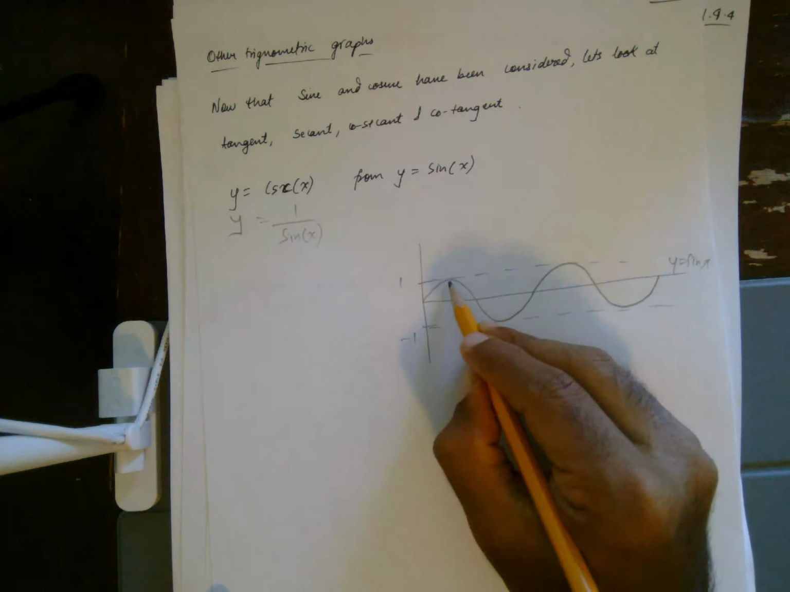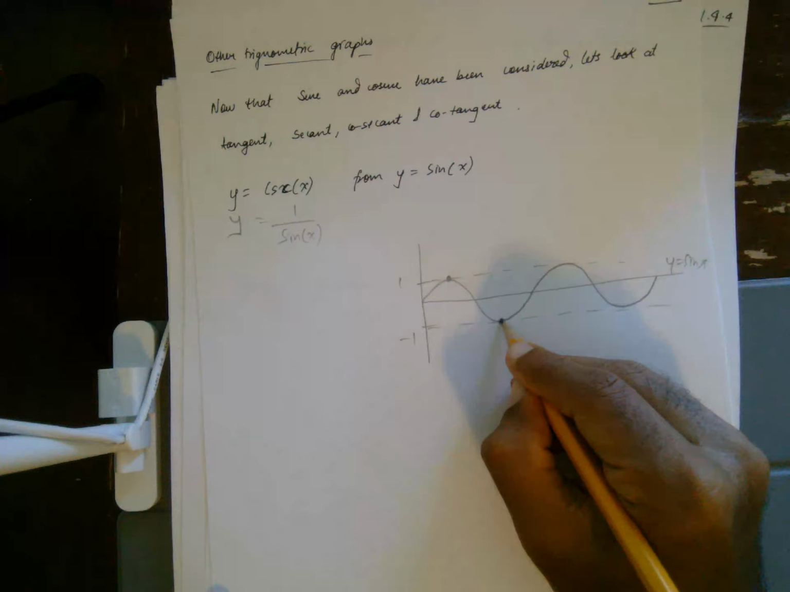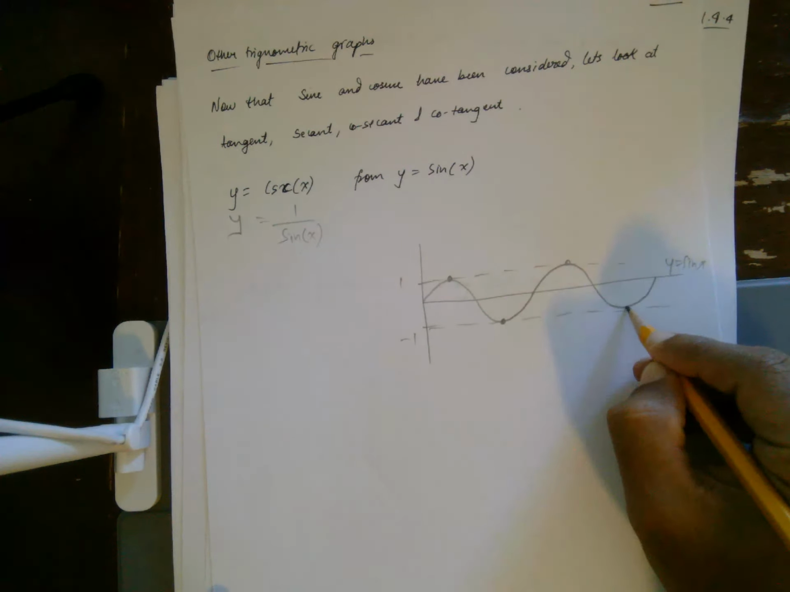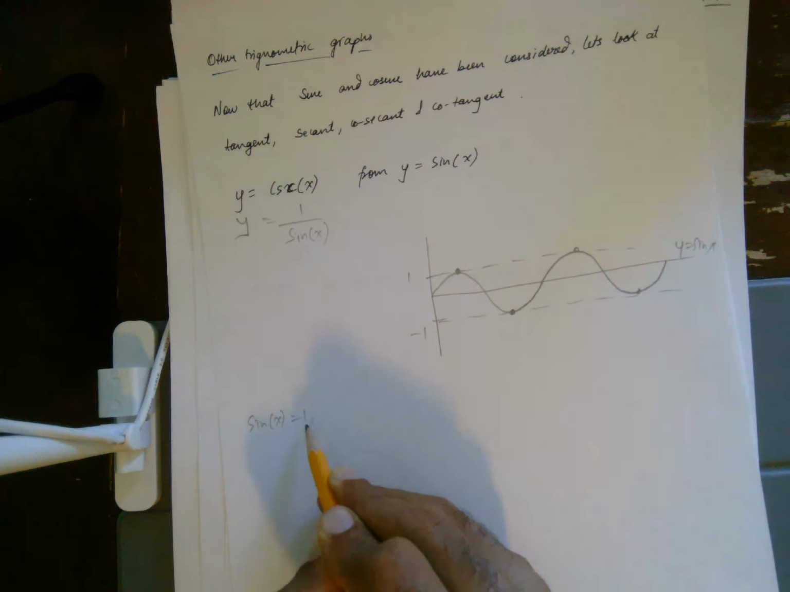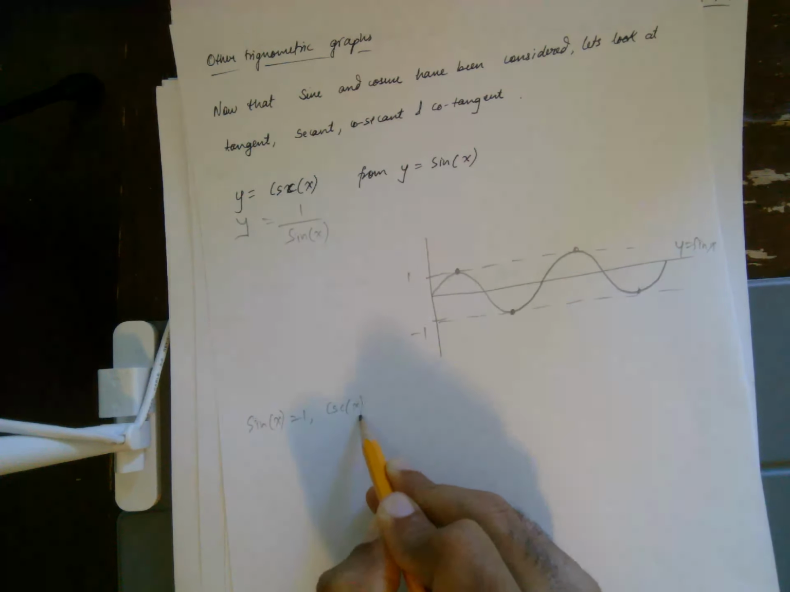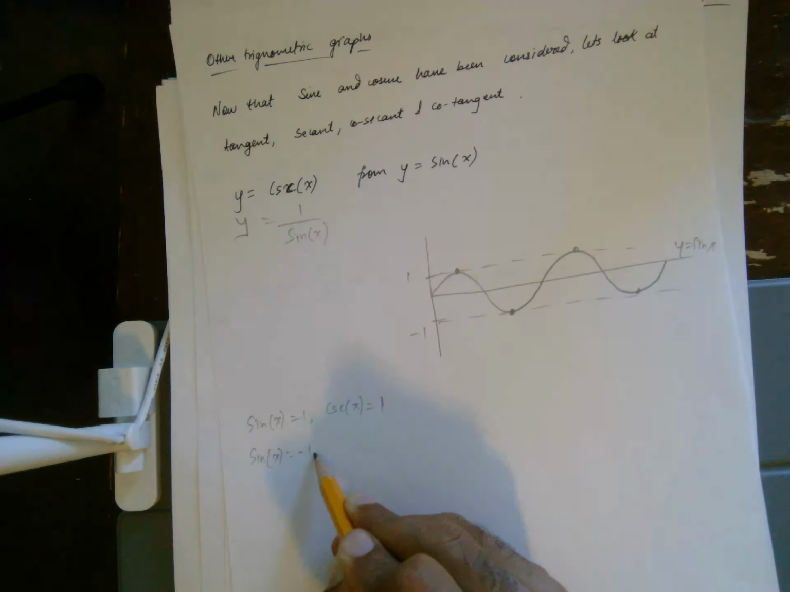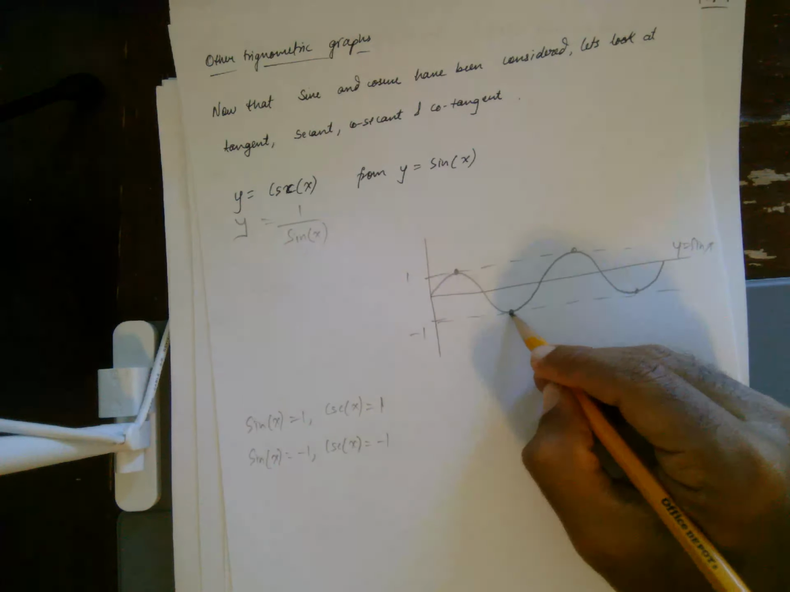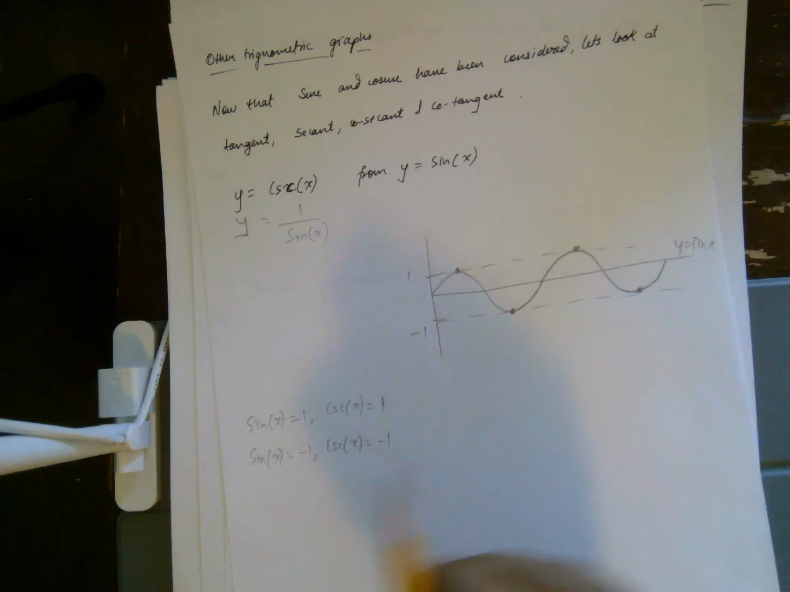For example, when sine is 1, 1 over 1 is 1. When sine is -1, 1 over -1 is -1. So we know when sine x is 1, cosecant of that same angle is 1, and when sine x is -1, cosecant is -1. So these 4 points are for sure in the graph. But now we have a problem.